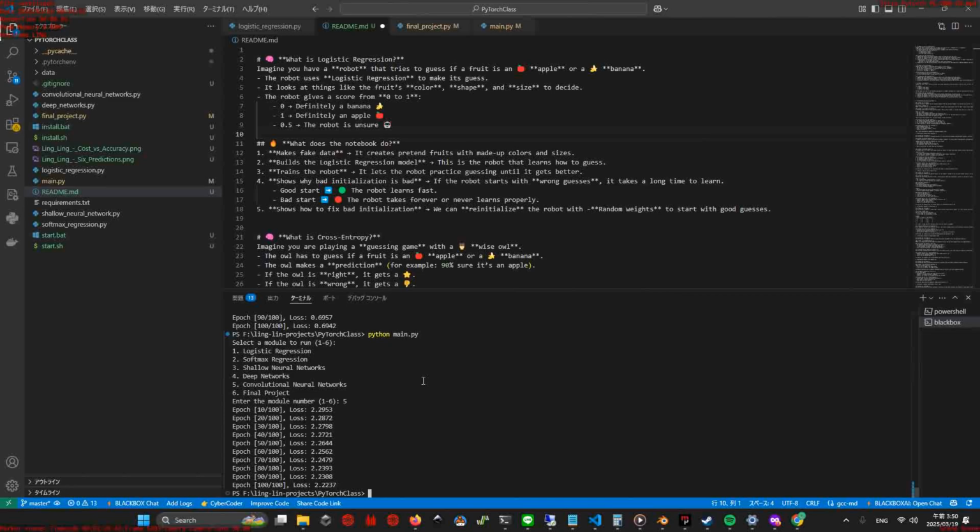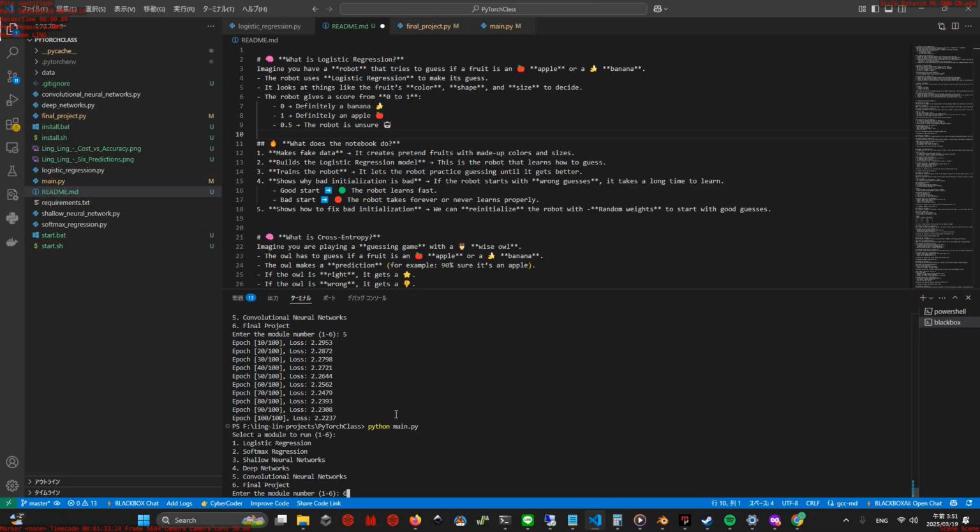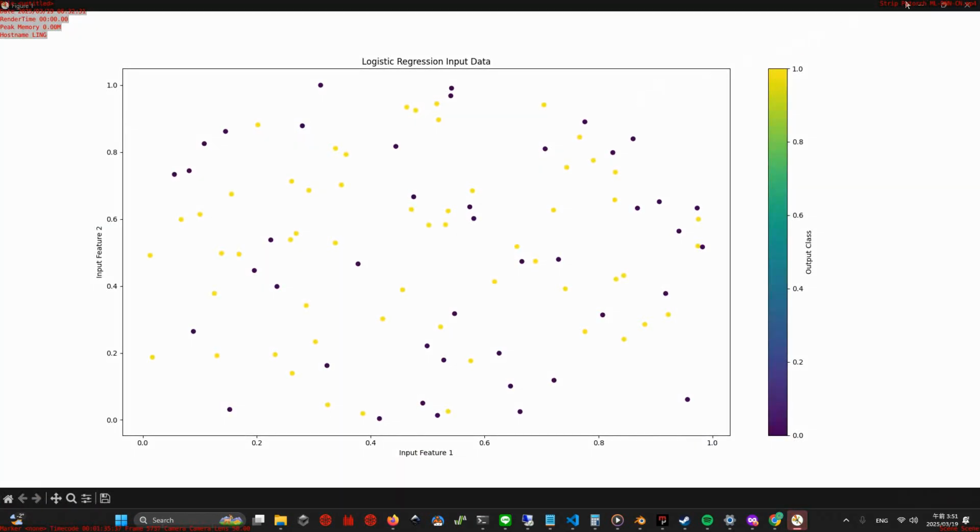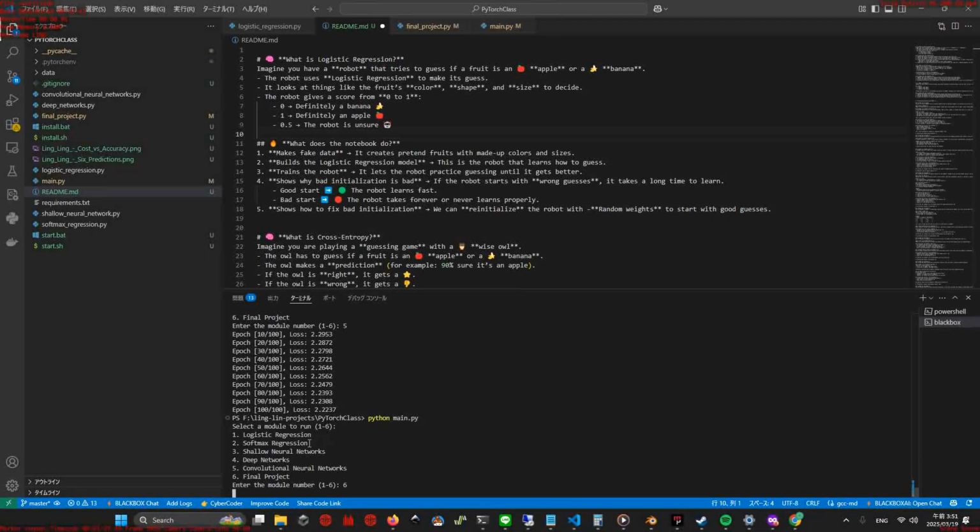Next, we'll build a simple neural network. Think of it as a tiny brain that finds patterns and makes decisions. For example, when you recognize a friend, your eyes see their face, your brain processes it, and you decide, hey, that's my friend. The network does the same with numbers.